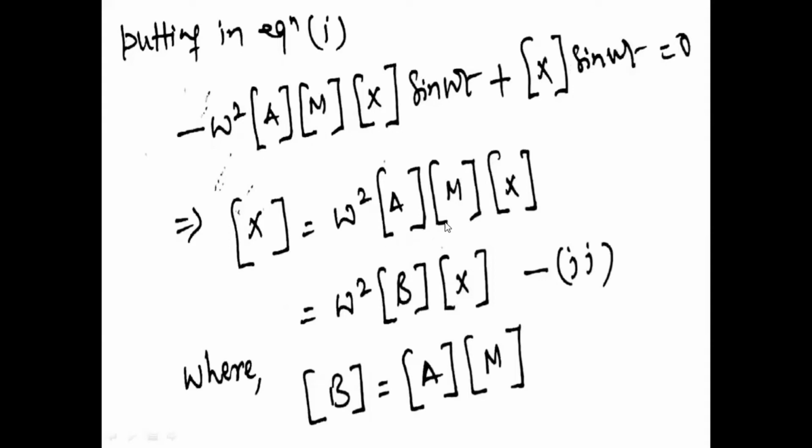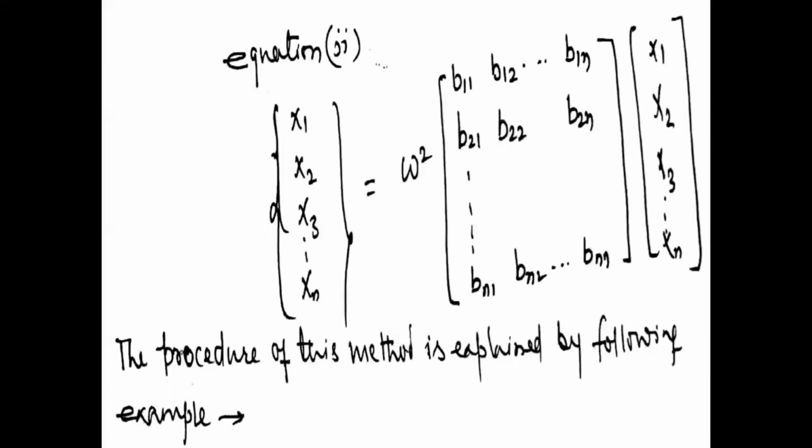Now this multiplication of A matrix, that is flexibility matrix, and mass matrix can be renamed as another matrix, which is called matrix B, which is nothing but the multiplication of the two matrices. So finally, the governing equation converts into the form X, which is the displacement, is equal to omega square times B, where B can be broken down into elements of the matrix, times the displacement matrix X again.